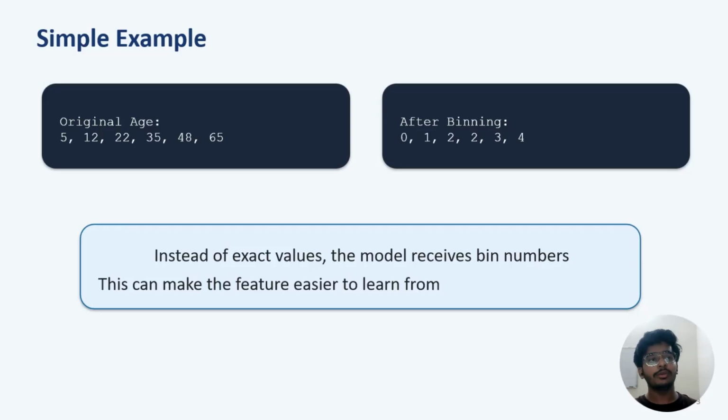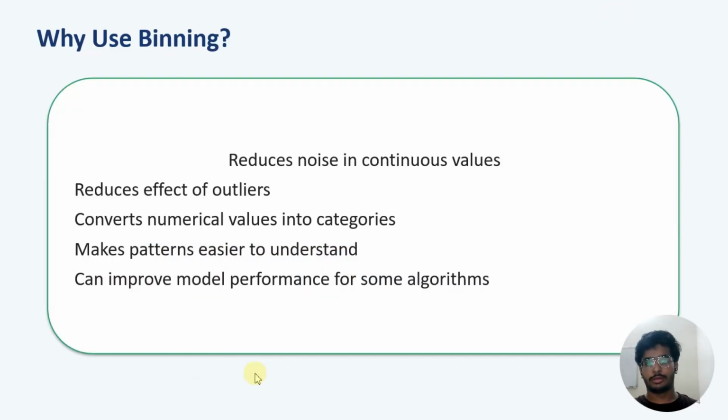Now comes why we use binning. So the question is why do we need binning? There are several reasons. First, binning can reduce noise. Sometimes exact values are not very important. For example, age 21 and age 22 may behave almost similarly in the dataset. Second, binning can reduce the effect of outliers. For example, in the Titanic dataset I've used in this video, some passengers paid very high fares. If we use exact fare values, the model may be affected by those extreme values. But if we convert fares into bins, then the effect of outliers can reduce.